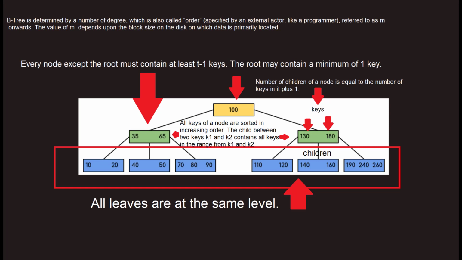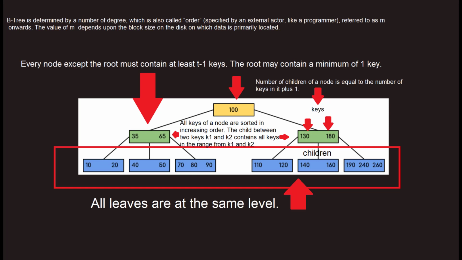A B-tree is determined by a degree number, which is also called order, specified by an external actor, like a programmer, referred to as M from now on. The value of M depends upon the block size of the disk on which data is primarily located.